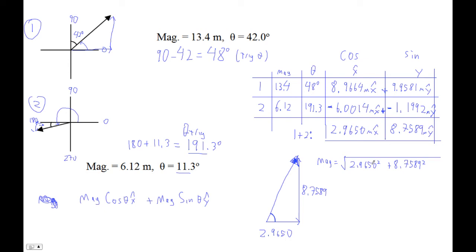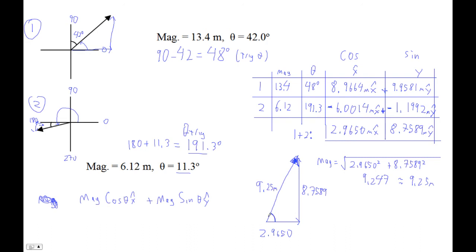2.965 squared plus 8.7589 squared. Okay, here we go. All right, I'm excited about this. I'm about to get the magnitude. 9.247. So it's about 9.25. And that would be what our magnitude here is, 9.25.